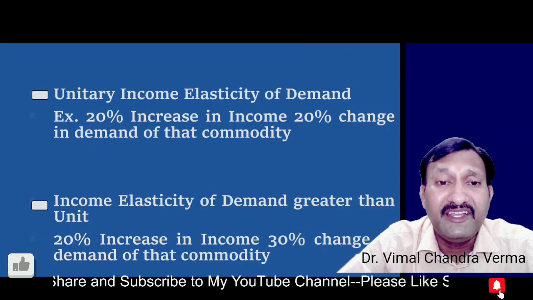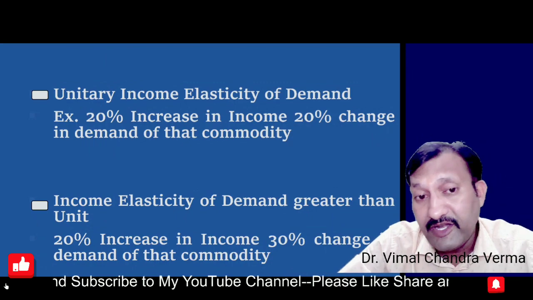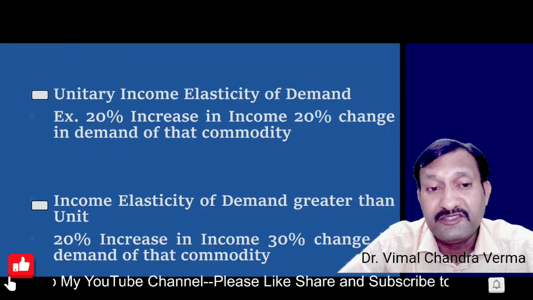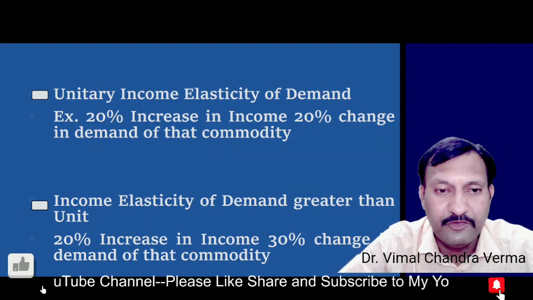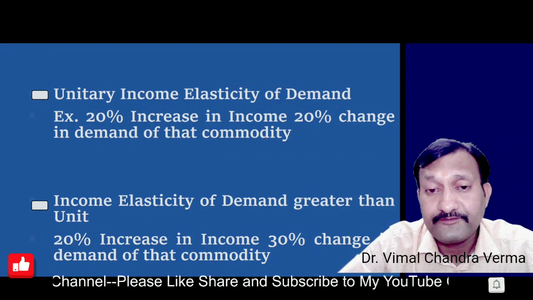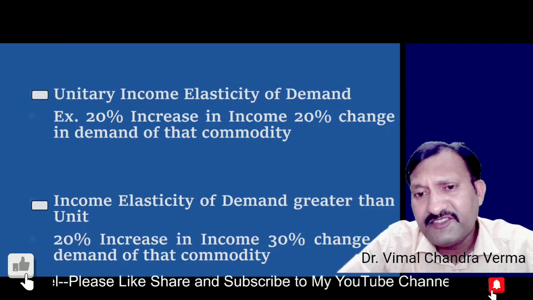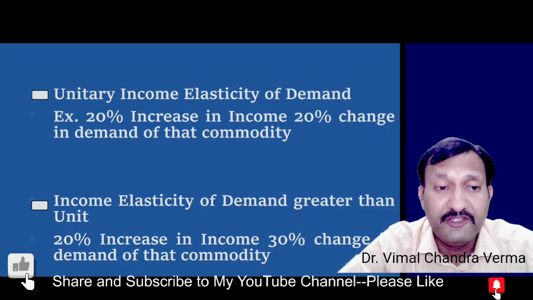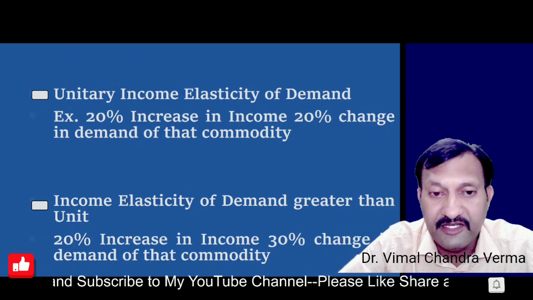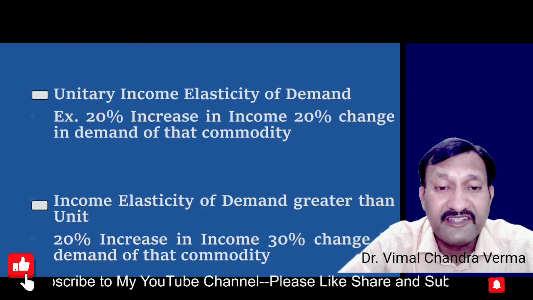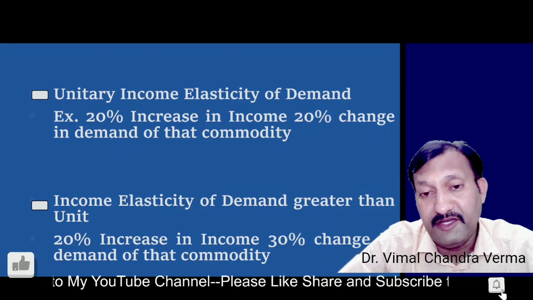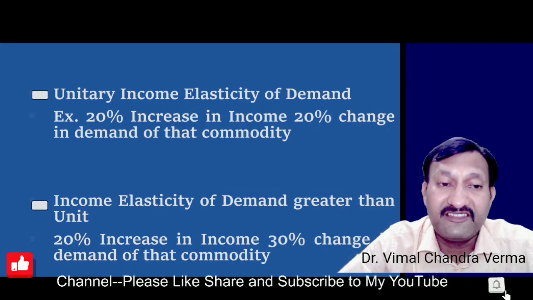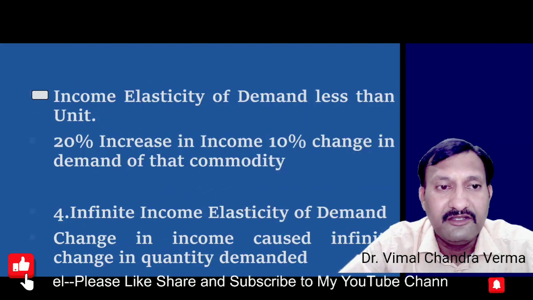The second is income elasticity of demand greater than unity. Suppose there is a 20% increase in income and there is a 30% change in the demand of that commodity. That means whatever increase in income is there, the demand has increased by a greater percentage. It is known as greater than unit elasticity of demand.